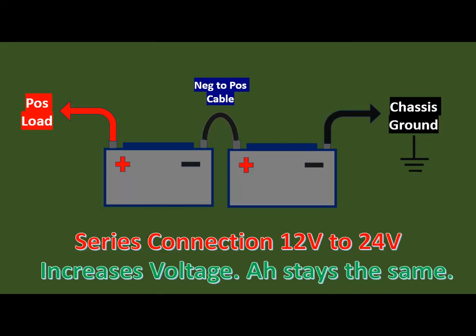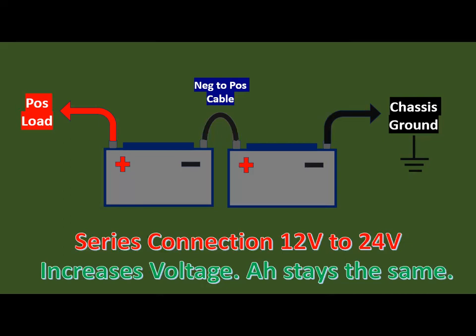As we know already, the ground is a continuity of the current flow. And the other side of the battery is positive, which will be connected by a cable to a positive load like starter motors, lights like headlights, taillights, and many other things. So the series connection is negative to positive cable from one battery to another. The negative post is for chassis ground, and the other positive load is for the components that need electricity.